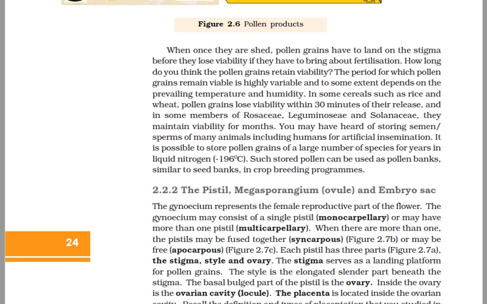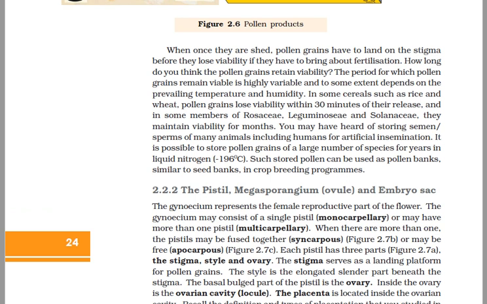Why, as well as we'll study about the merits and demerits of the two types of pollination and the characteristic features of the various agents of the pollination. That means the wind pollinated flowers, water pollinated flowers, and the insect pollinated flowers. As well as we will learn about the different outbreeding devices. So we begin with the chapter of your NCERT, page number 24.